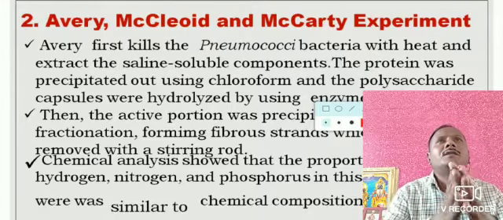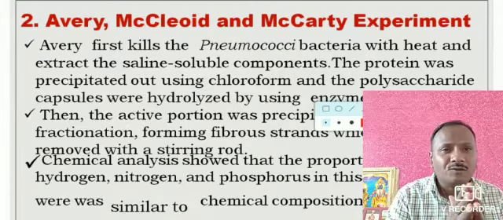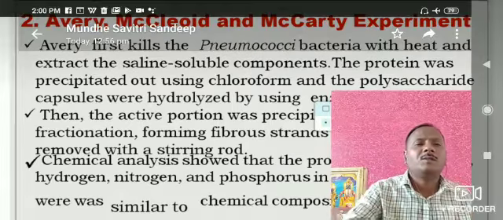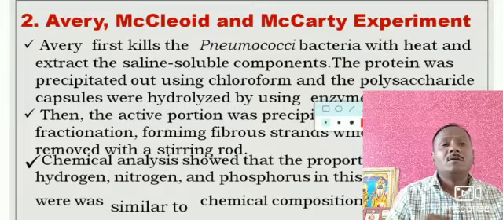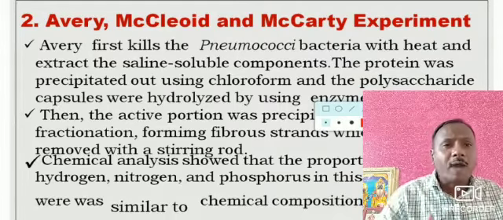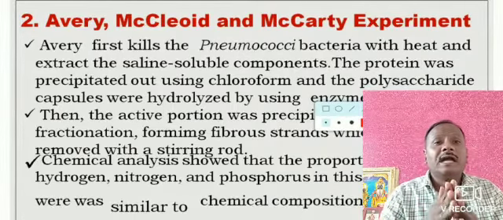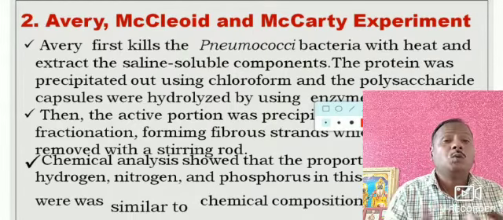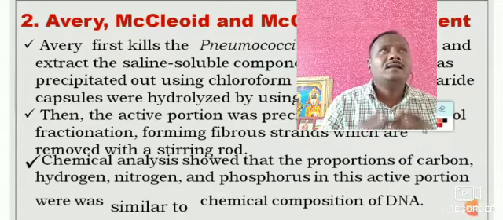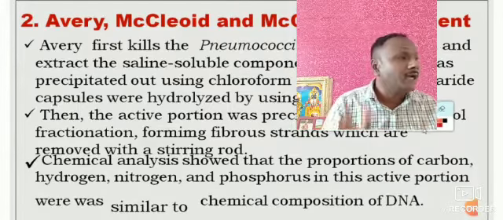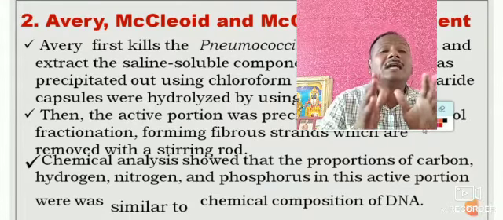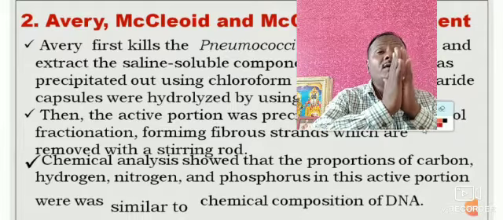It means that different solvent systems are used for the separation of different components. For example, chloroform is used for separation of proteins. Polysaccharides are separated by using enzymes. The fibrous material present in the tube is precipitated with the help of alcohol, and the fibrous material is finally chemically analyzed. It showed the presence of hydrogen, nitrogen, phosphorus and carbon, which are similar to the chemical composition of DNA.